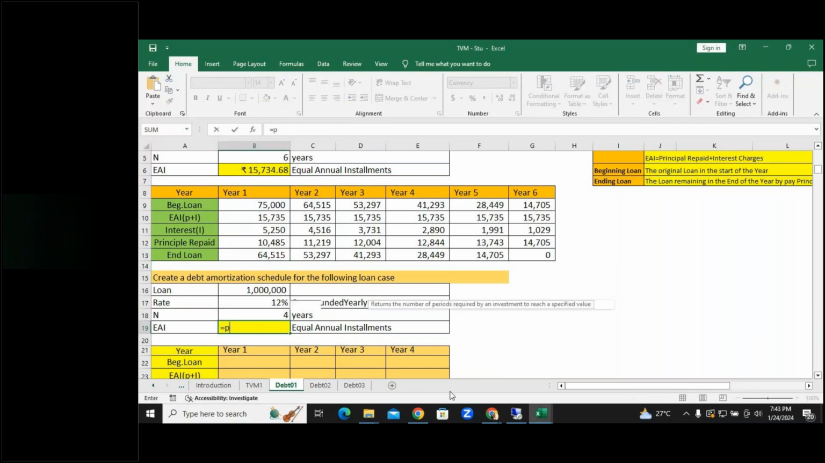Equals PMT, open the bracket, rate is 12%. I'll select the cell, comma, NPER is 4 years, comma, present value is 1 lakh, comma, future value is 0, comma, end of the period I need to calculate. Enter. So I'm going to get 3,29,000. Sorry, no, somewhere it went. It is 12%, and that is 4 years.